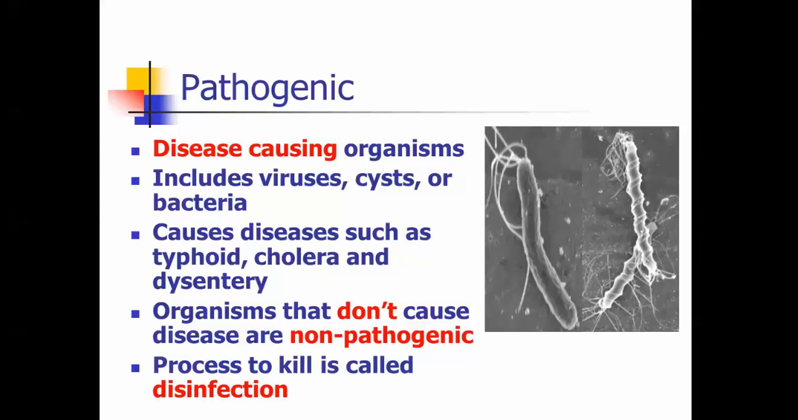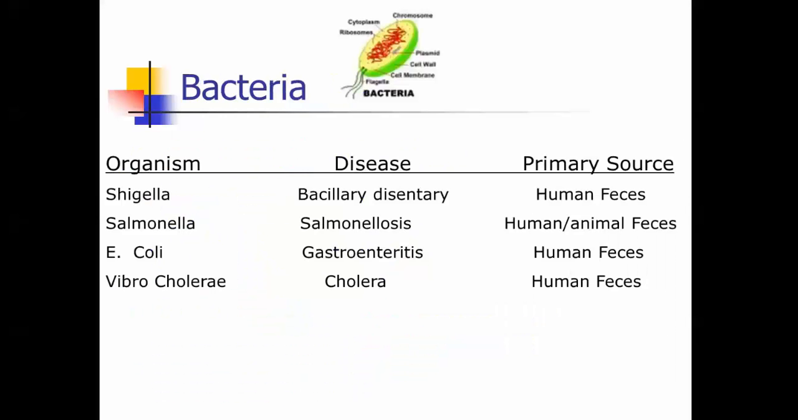Pathogenic, they cause disease. They're organisms that cause disease. So that's what a pathogen is. There are organisms that don't cause disease, or non-pathogenic. The process to kill pathogenic organisms is called disinfection.